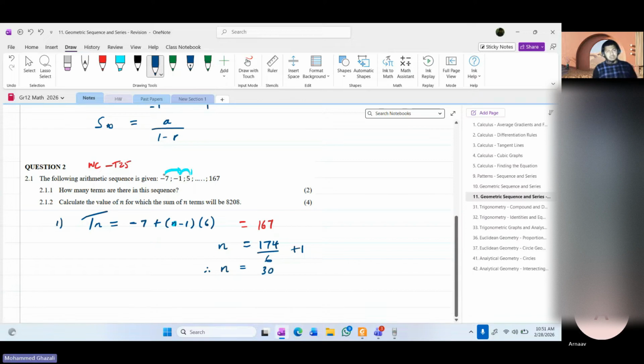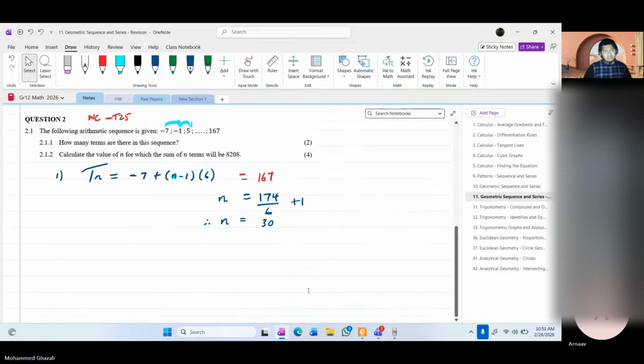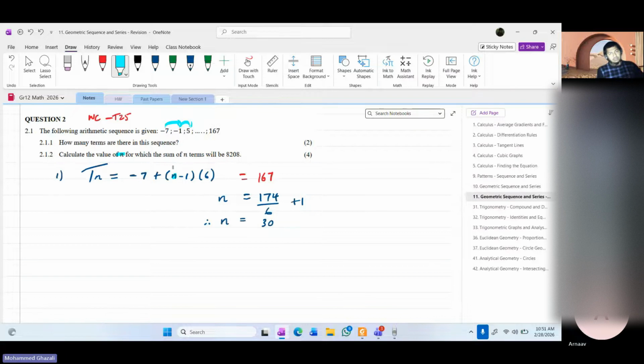So we know how many terms there are by using the Tn formula. Next: calculate the value of n for which the sum will be 8,208. So again, the second one is calculating Sn. Sn is n over 2 into a plus l, because we already know what the last term is.